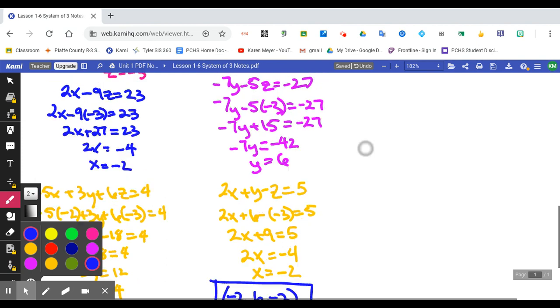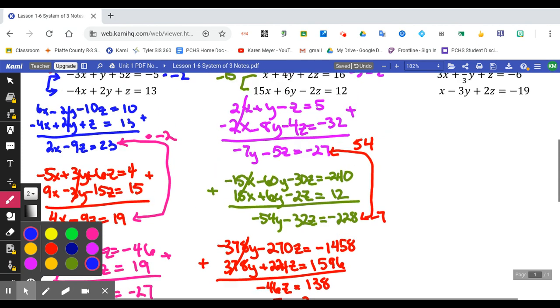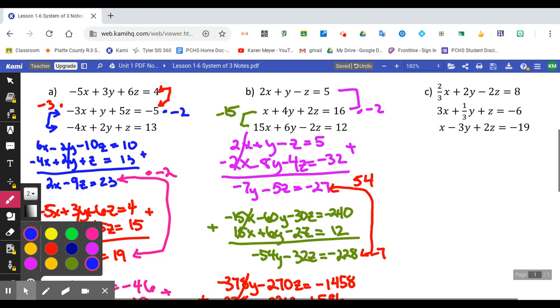Yay! So let's go to the third one. The third one kind of scares people because they see fractions and they just don't like it. But don't let the fractions scare you. What we're going to do is we're just going to end up eliminating the fractions first before we even start working the problem out. So if I look at the top equation, the fraction on that one has a denominator of 3. So if I just multiply that entire one by 3, then that will eliminate my fractions.